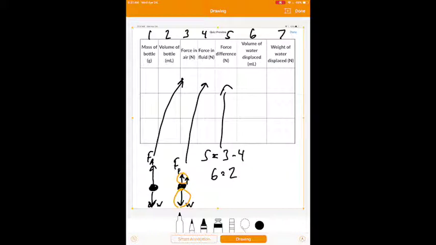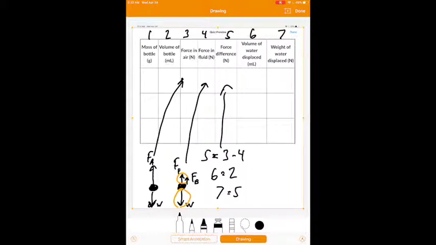Now, column 7 is very important. The weight of the water displaced. So, we know by Archimedes' principle, going back to my other drawing here, that mystery force that seems to be helping out the force sensor in lifting up the submerged bottle, I'm going to put FB. That's the buoyant force. And the buoyant force is equal to the weight of the water displaced. So ideally, if you've done everything correctly, your column 7 should be equal to your column 5.